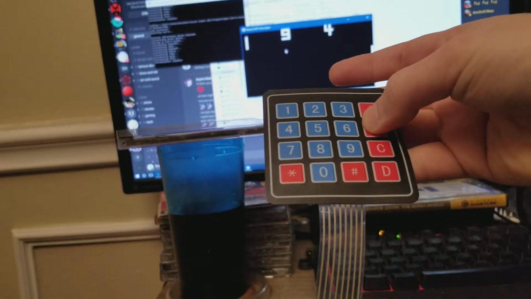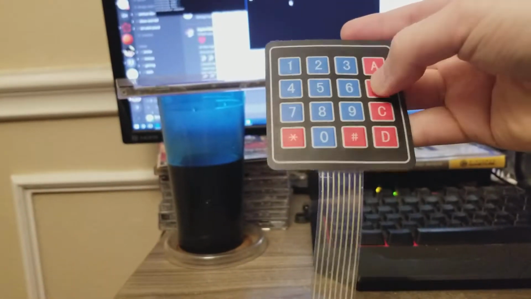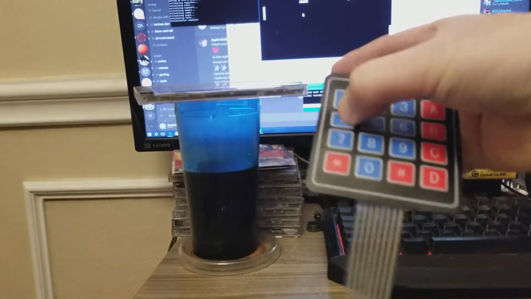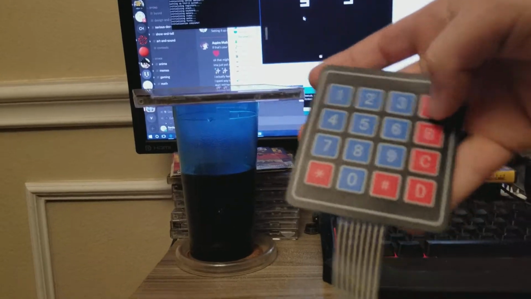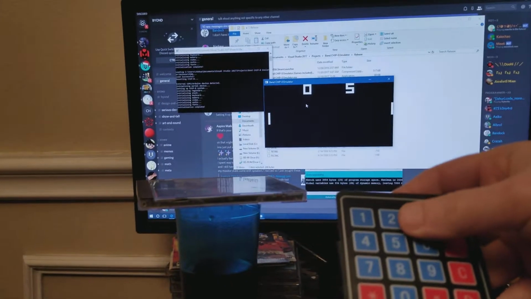But the baud rate is at 19,200. I found the 9,600 to be sluggish. See, it's pretty dang responsive. I'm running off my own emulator, too.